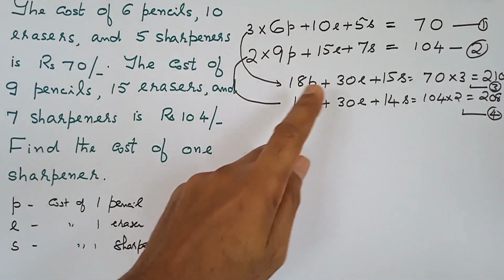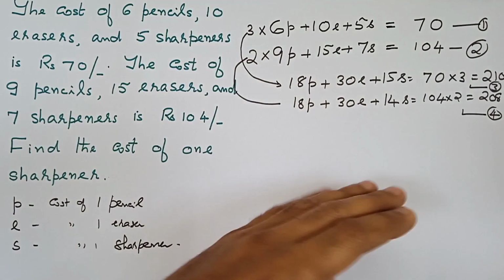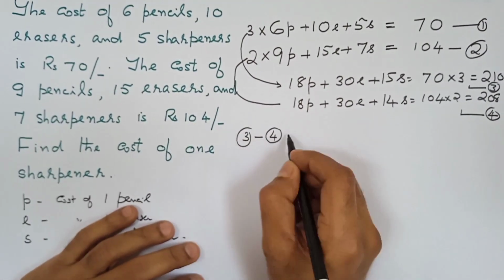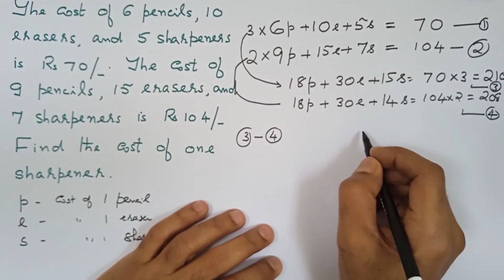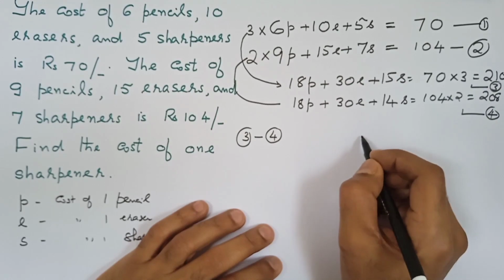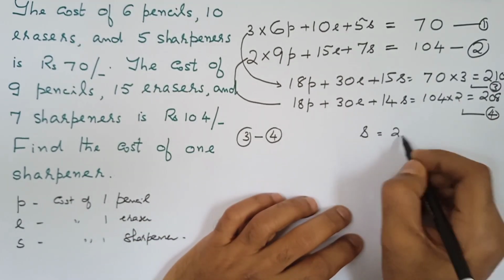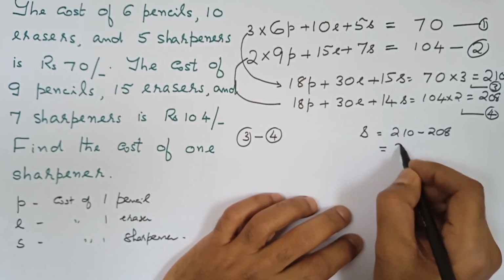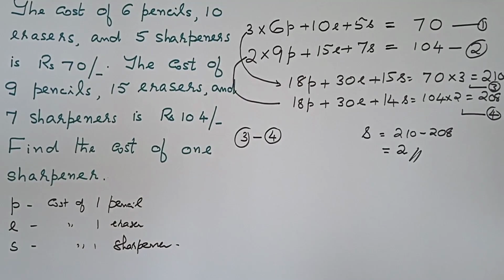Now you can see the coefficients of these two variables being the same. So you just subtract equation number 4 from number 3. This will cancel out, this will cancel out. And what do you get here? 15 minus 14 is 1, which you don't normally write. So S. And the right side is 210 minus 208, which is equal to 2. So you found out the cost of 1 sharpener, which is what you were asked to find out in the problem.